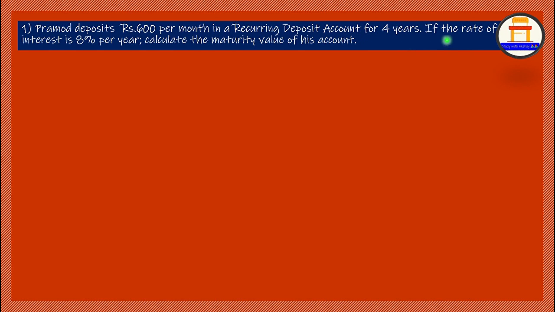With the first question, Pramod deposited rupees 600 per month in a recurring deposit account for 4 years. If the rate of interest is 8% per year or per annum, also they might give over here. Calculate the maturity value of his account.